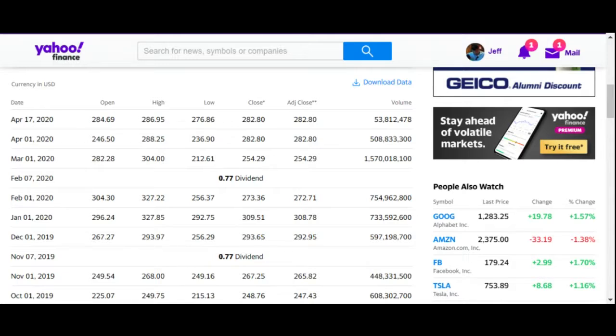And first, I'm going to sort it in descending order, so the most recent will come on top. And then I'm going to copy the entire data set and open another sheet and paste it there, because I'm going to leave the original data set as it is.